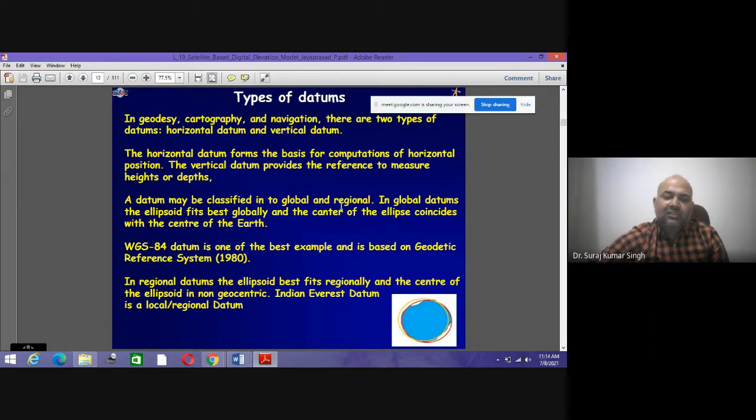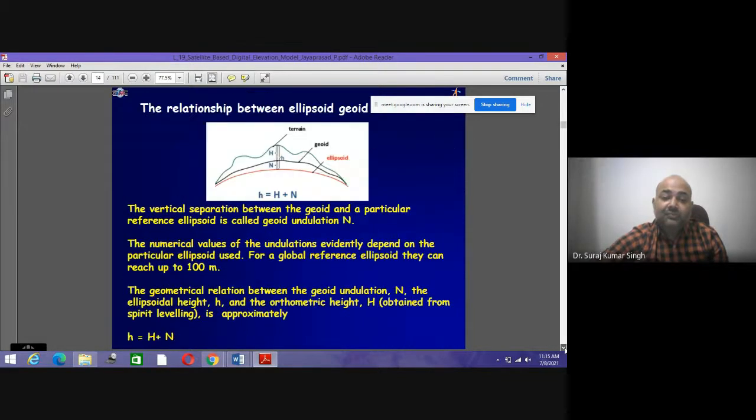In global datums, the ellipsoid first fits best globally, and the center of the ellipsoid coincides with the center of the earth. The WGS84 datum, which is one of the most common and popular examples, is based on the Geodetic Reference System of 1980. In regional datums, the ellipsoid best fits regionally, and the center of the ellipsoid is non-geocentric. That is, the Indian average datum is a local or regional datum.